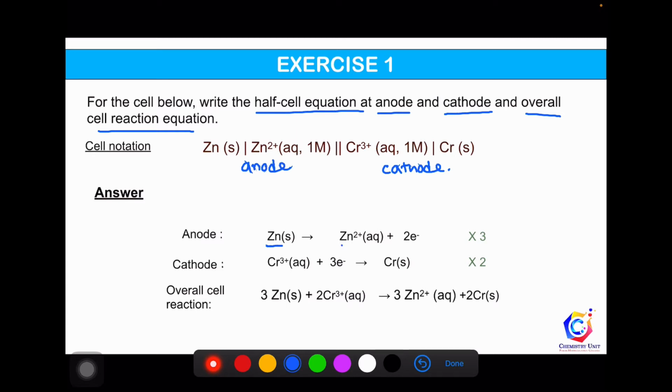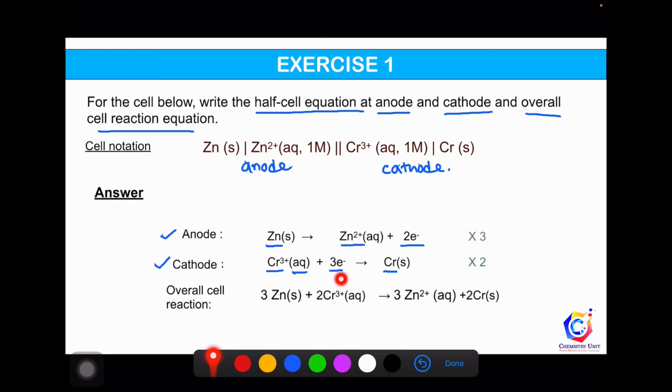solid to Zn2+ aqueous with the release of 2 electrons, that must be written at anode. And as for cathode, Cr3+ aqueous taking in 3 electrons will be converted into Cr solid. So, we have answered the first part of the question whereby we are writing the half cell equation for anode and cathode. For the overall cell reaction, you must make sure that the electrons on the left hand side as well as the right hand side of the equation is balanced.